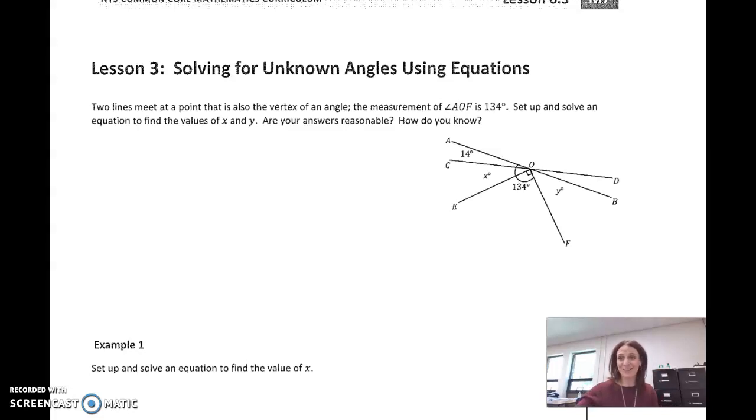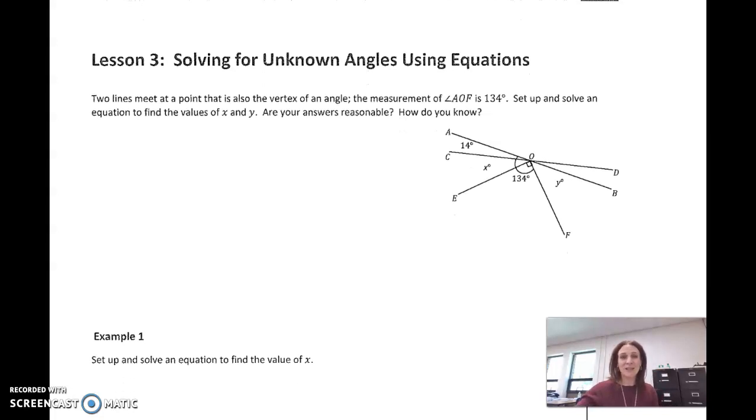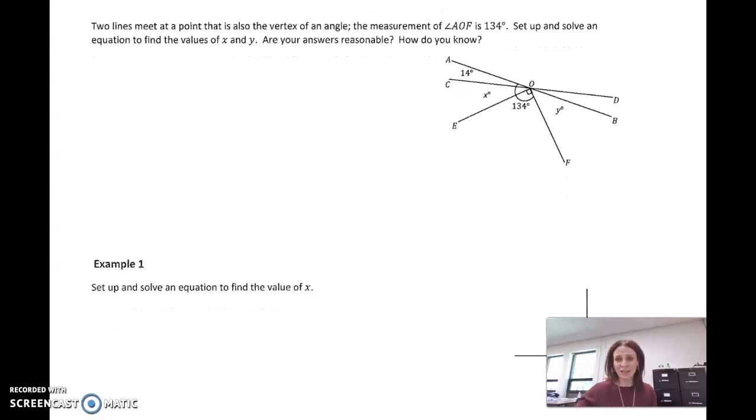So let's practice. Two lines meet at a point that is also the vertex of the angle. The vertex is kind of the point where they meet. The measurement of AOF is 134. So remember we've talked about in the past, when you see this curve right here, that means this whole thing is 134 degrees from here to here. So we need to set up and solve equations to find x and y.